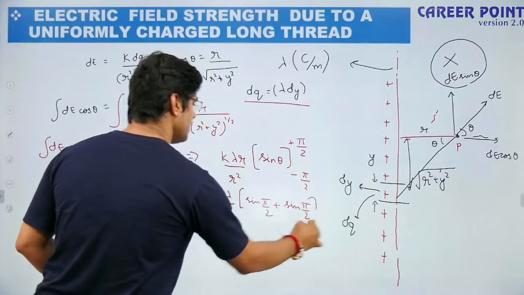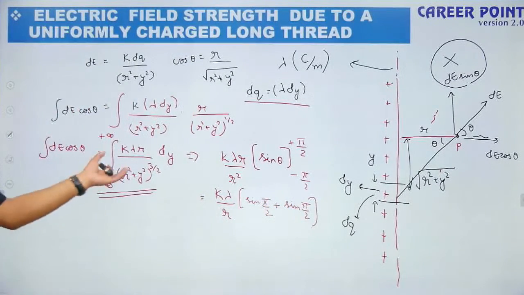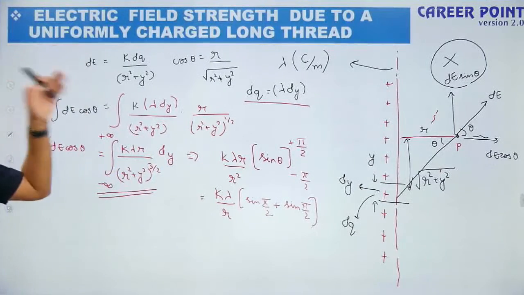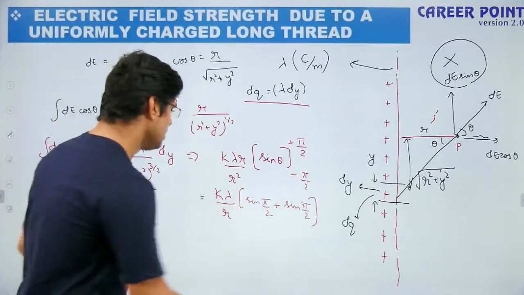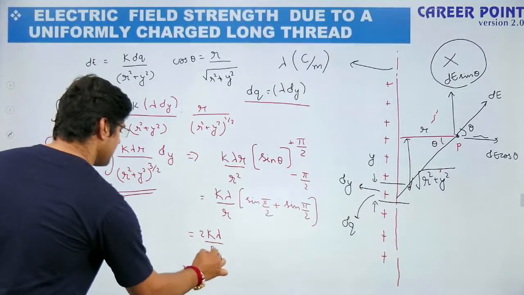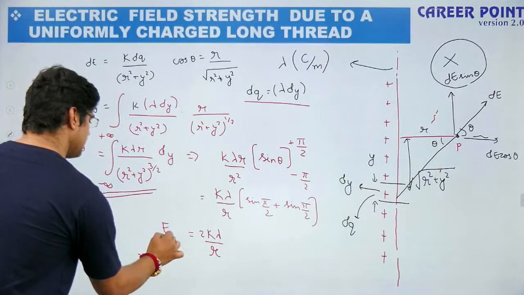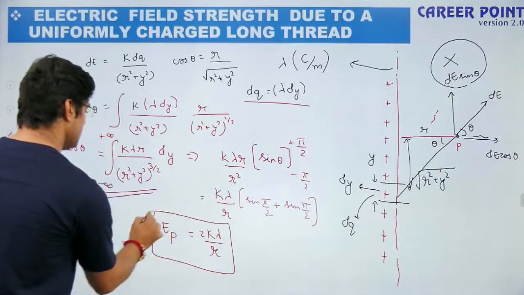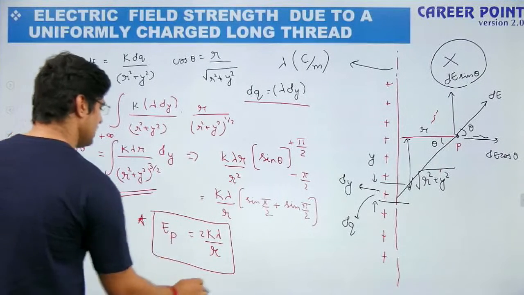Because we have already done a similar calculation of this integral in the previous case, I have not done it again. So from here the answer which will be coming is 2k lambda by r. That will be the electric field at point P due to the long thread. So that's our answer.